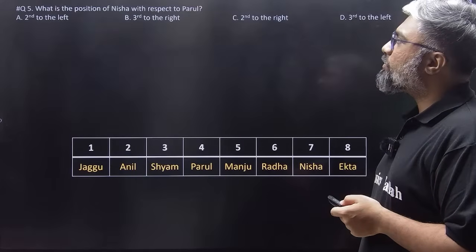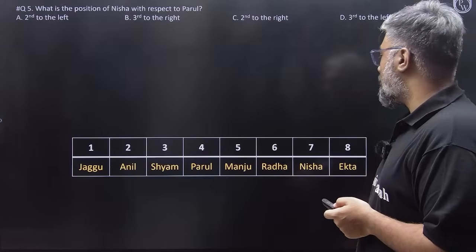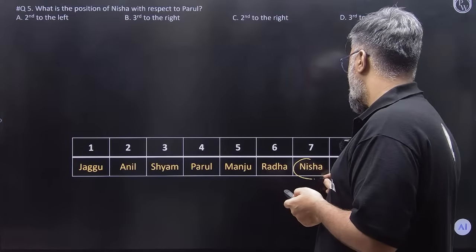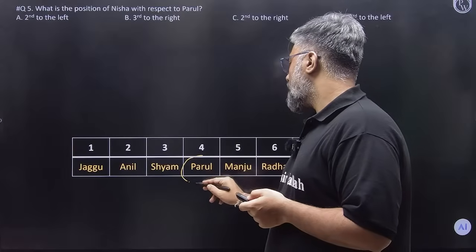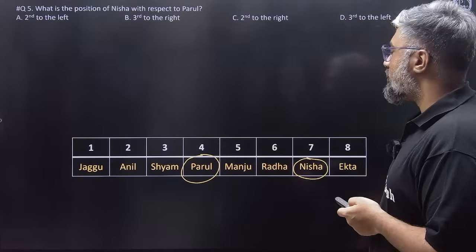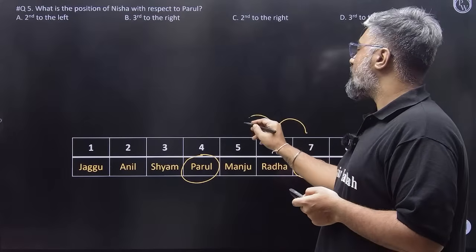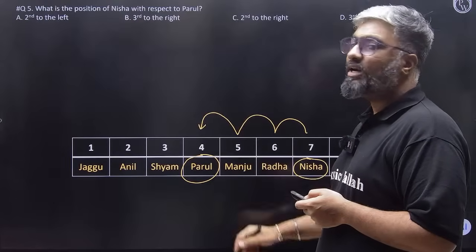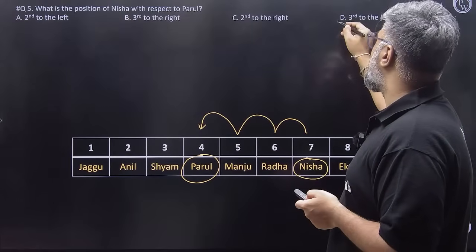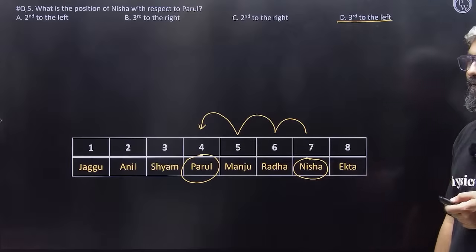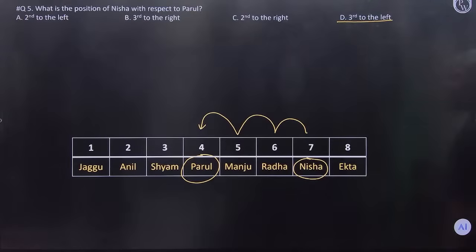Do we have one more? Yeah. What is the position of Nisha with respect to Parul? Where's Nisha? Nisha's here. Where's Parul? Parul's here. Yes. What should be the position? First left, second left, third left. No, third left. Where's third left? Option D. Is this correct? Flag baiting.